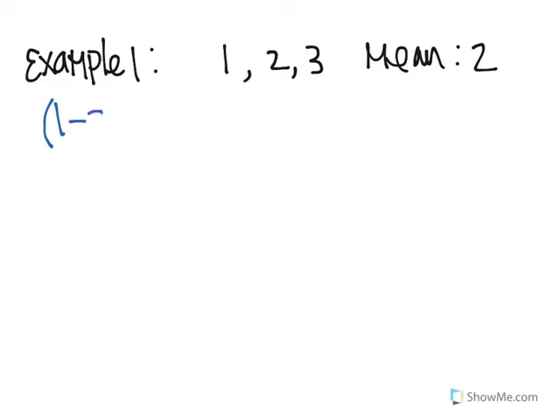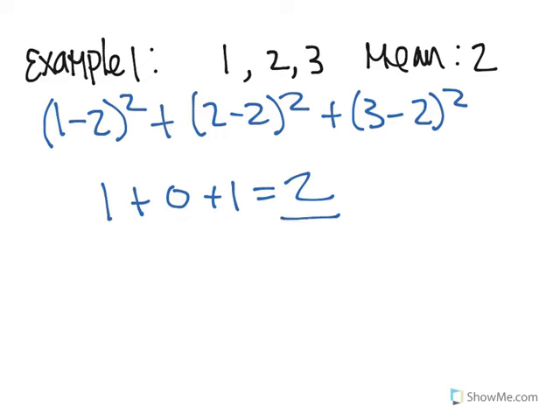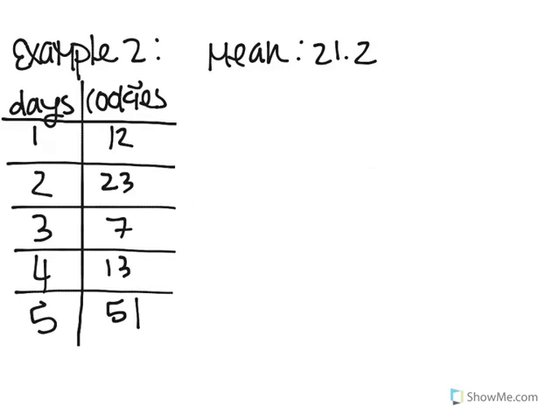(1 minus 2) squared plus (2 minus 2) squared plus (3 minus 2) squared, which is the same as 1 plus 0 plus 1, which equals 2. And then, like we did for the mean, we divide it by the total amount of numbers that we have. So that's 2 divided by 3, which equals 0.67. Okay, using the second example, we do the same thing as we did before to find the variance.